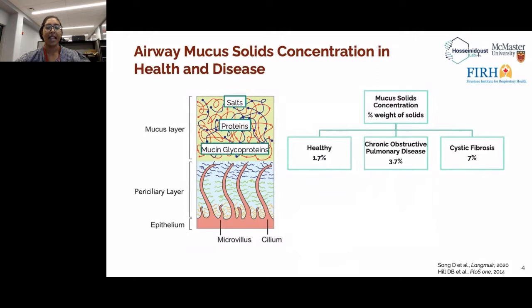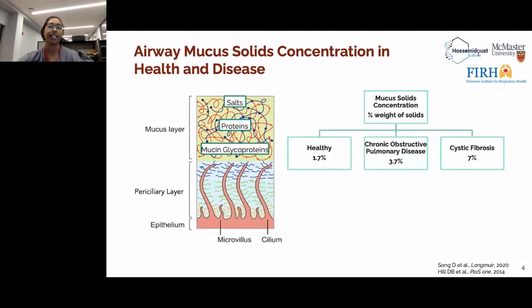The airway mucus lining is a complex hydrogel composed of 98% water and 2% solids content. As seen on the image to the left, the mucus layer sits on top of the periciliary layer, which coats the ciliated epithelial cells of the airways. Solids concentration is described as the dry weight percentage of solids per given volume, and as shown on the image on the left, is primarily made up of salts, proteins, and mucin glycoproteins.